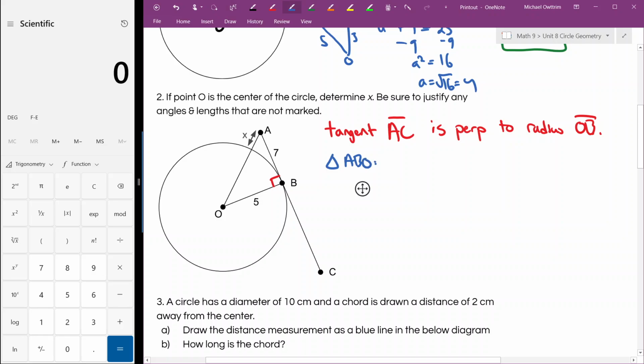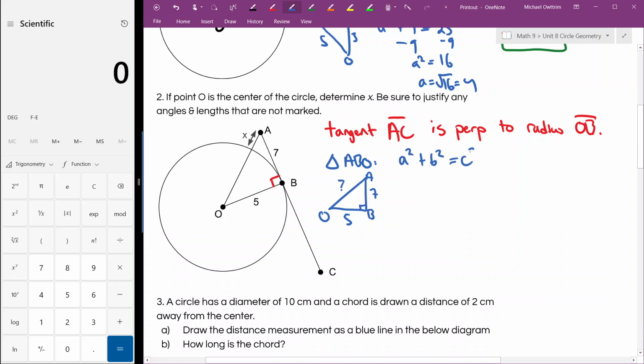And for that right angle triangle, we know that this is A, B, and O. We just figured out our right angle. We've got our 7 and our 5. And I'm going to figure out the whole distance from A to O first. So let's solve for that.